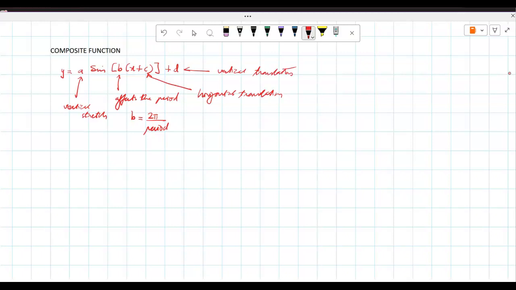Vertical translation up or down. Sorry, I didn't answer this. What I meant was, the stretch I understood better than how to do the translation. Okay, we'll come to the translation also.